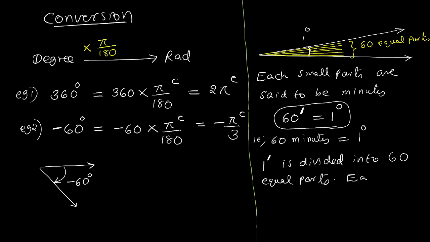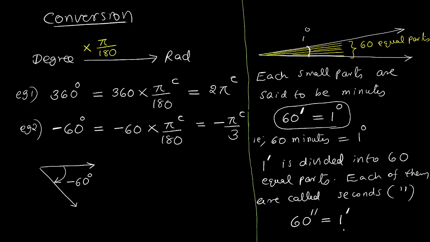Each of them is called seconds. To represent seconds, we use double dash. 60 seconds is equivalent to 1 minute. Actually, it is very similar to the unit of time. Understood? It is very similar to the unit of time.